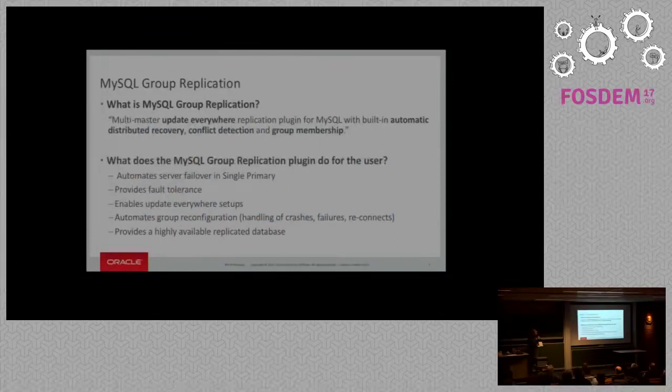So, at the core of the MySQL InnoDB Cluster, you have MySQL Group Replication. It's a multi-master update-everywhere replication plugin for MySQL with built-in autonomic distributed recovery, conflict detection, and group membership. The key point here is that it automates failover. You don't need a script so that when a master fails, you have to fail over to a new master and pick one of the slaves that has the best GTID. Everything is fully automated when you use our group replication solution. You don't need to think about it.